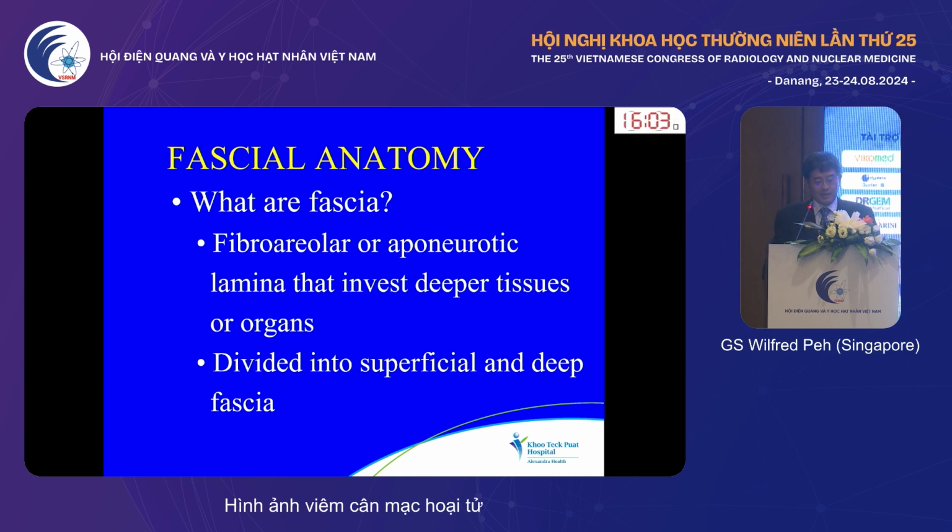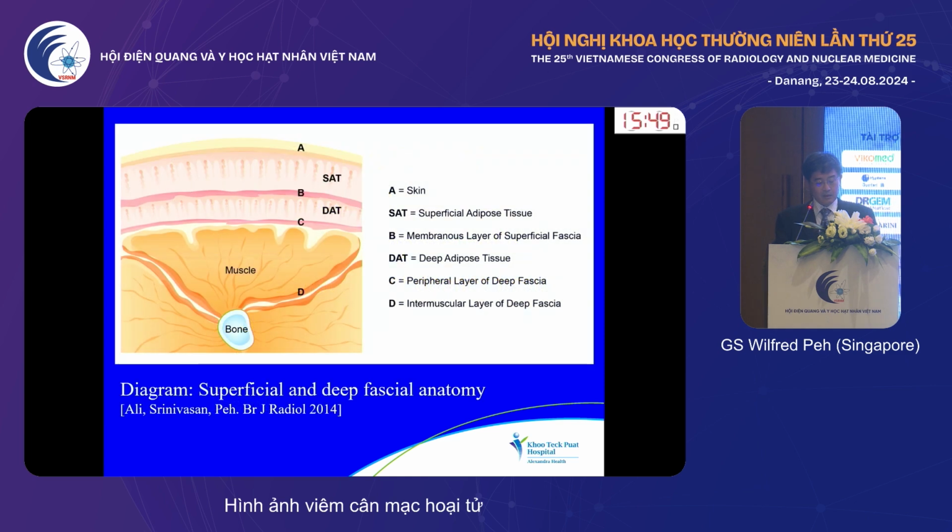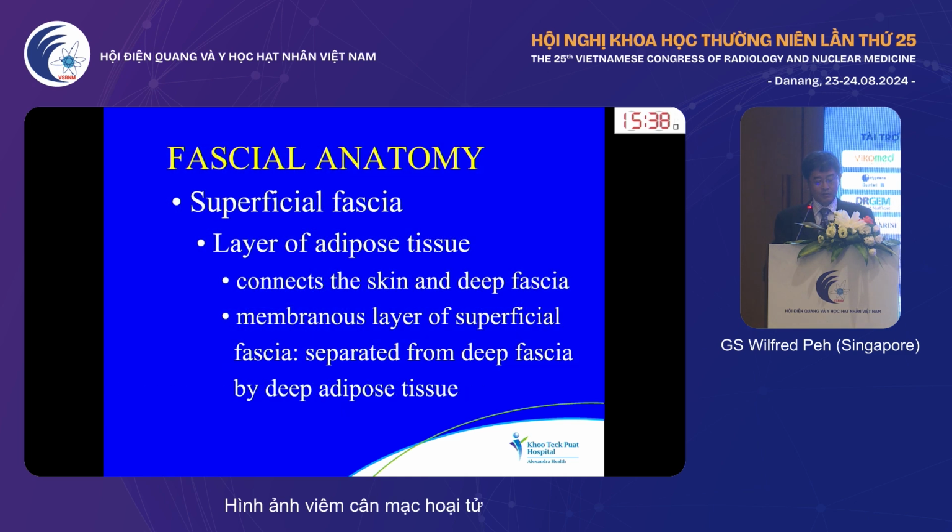So in my next few talks, I will talk about the anatomy of the fascia. The fascia anatomy can be divided into superficial and deep fascia. So this is a diagram from one of our publications showing a cross-sectional image of the fascia from skin to bone. So starting with superficial fascia, this refers to the layer of adipose tissue which connects the skin to the deep fascia.